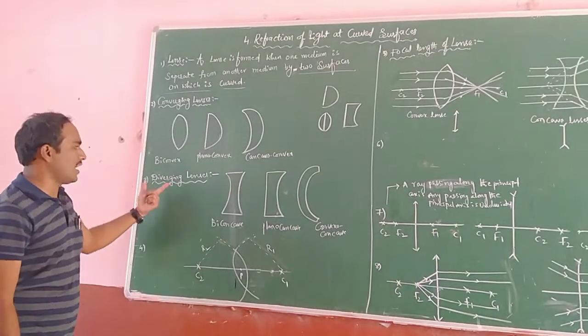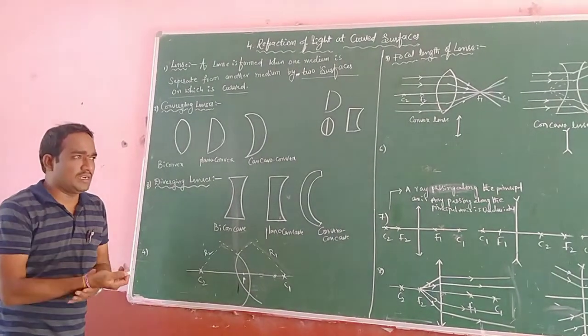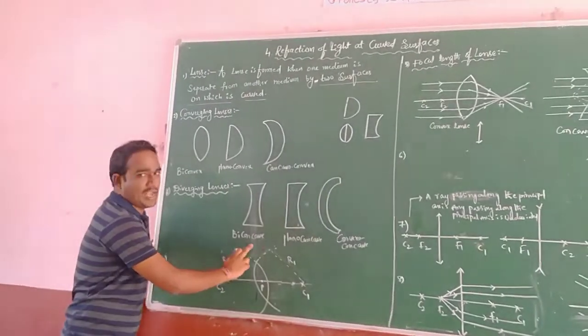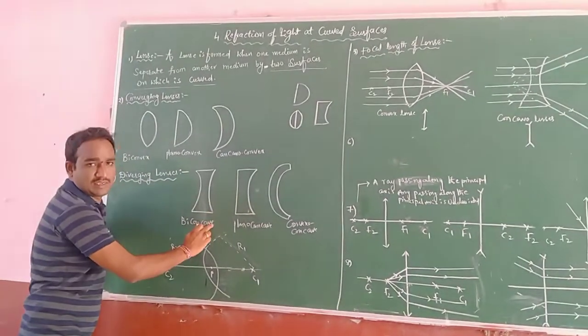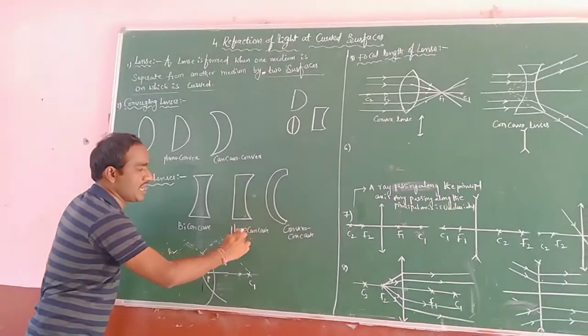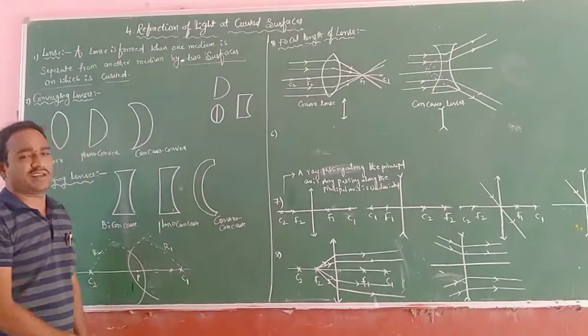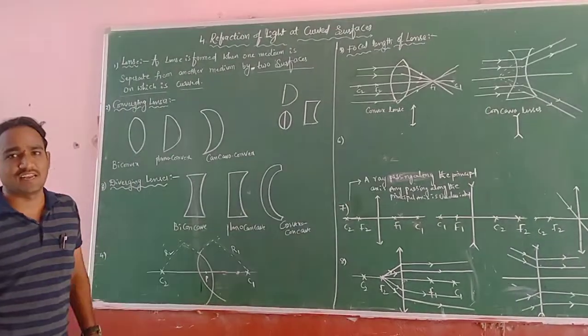And another one is diverging lens. How many diverging lenses do we have? Three. What are they? Biconcave lens, plano concave lens, and convexo concave lens. So in total six lenses we have.